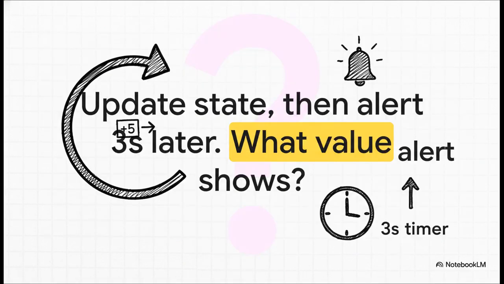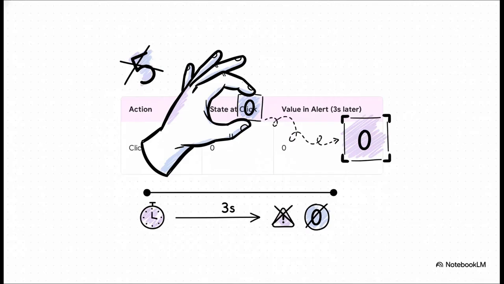To really see this in action, let's do a quick thought experiment. Imagine we have a number in our state, and it starts at 0. We click a button that's supposed to add 5 to it, but it also sets a 3-second timer to show an alert with that number. The question is, what does the alert say? Now, you'd probably expect it to show 5, right? But the answer, surprisingly, is 0.